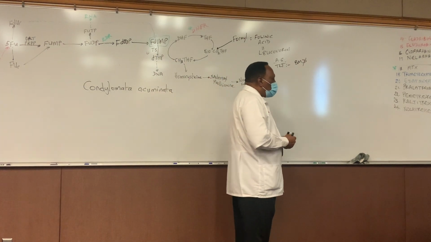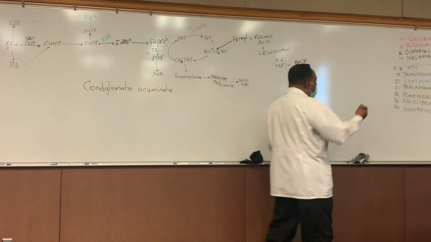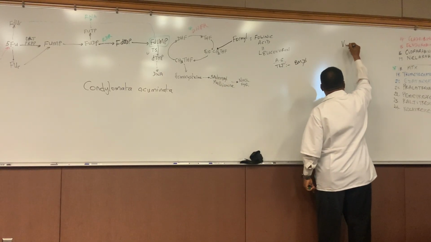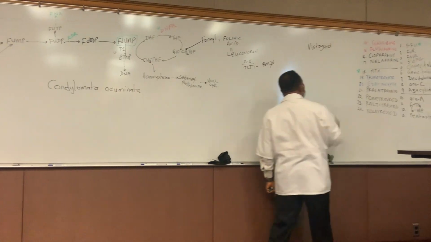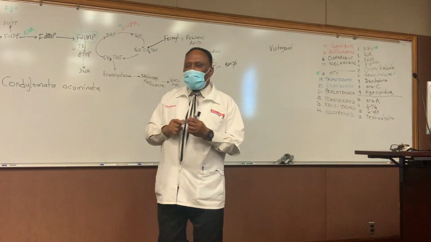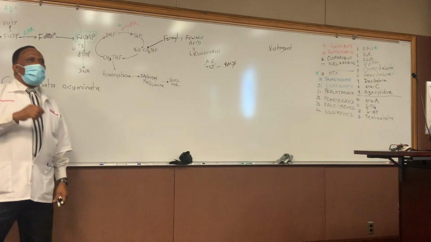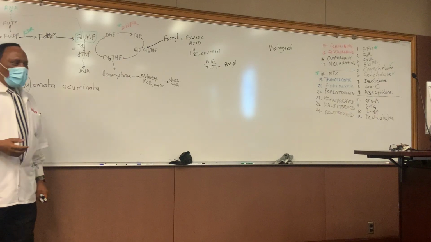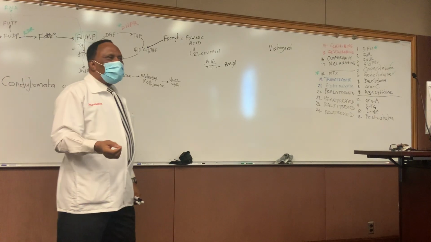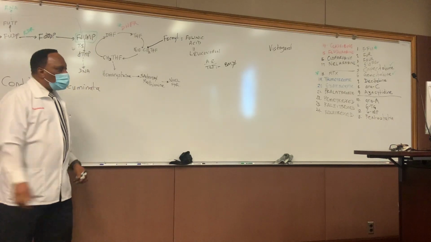Okay. If you give too much of 5-FU, then you can use Vistogard as an antidote to excessive amount of 5-FU being administered. So Vistogard is an antidote to overdose of 5-FU.